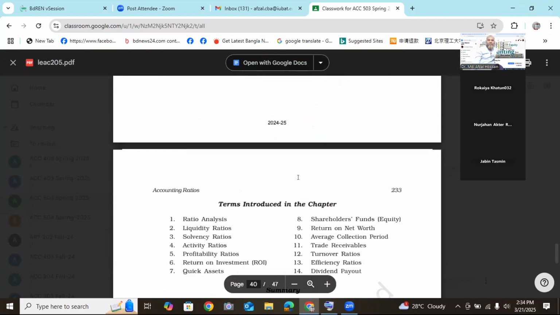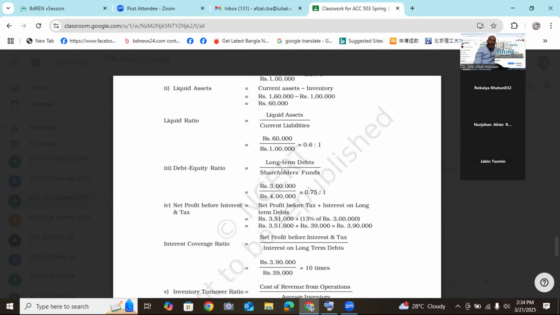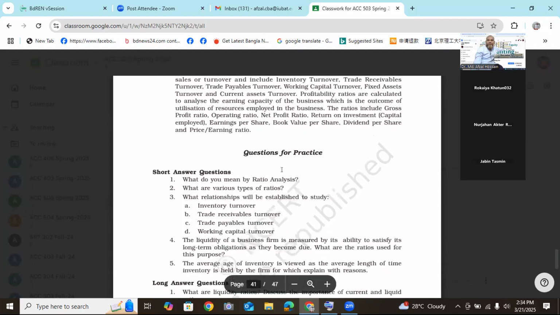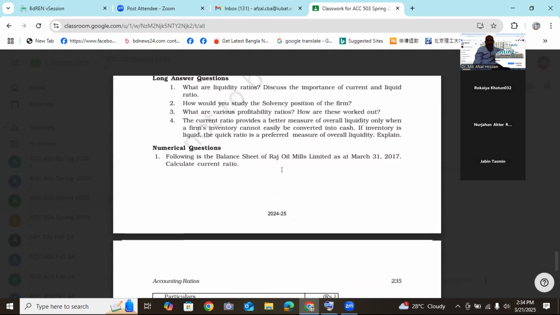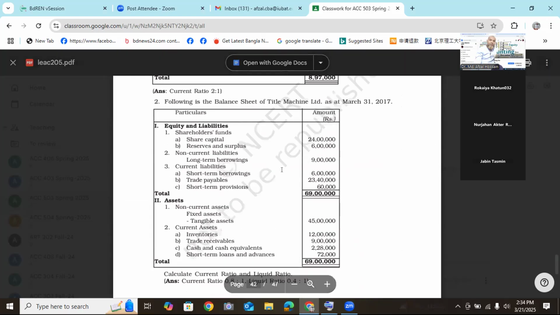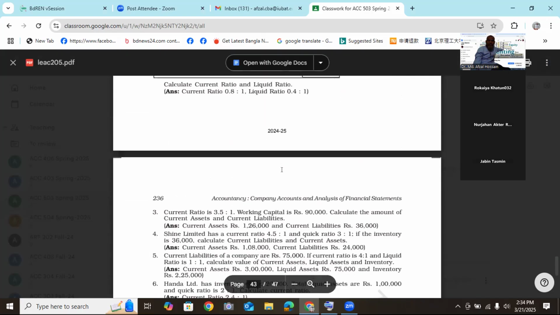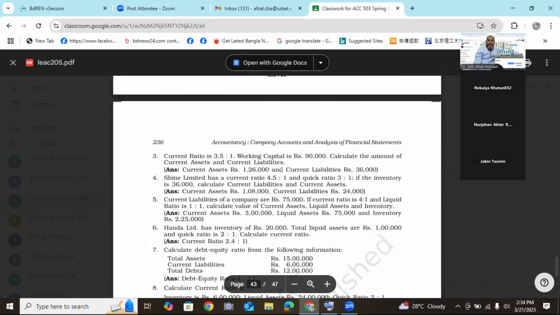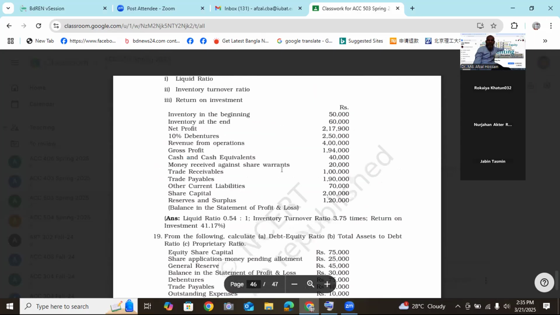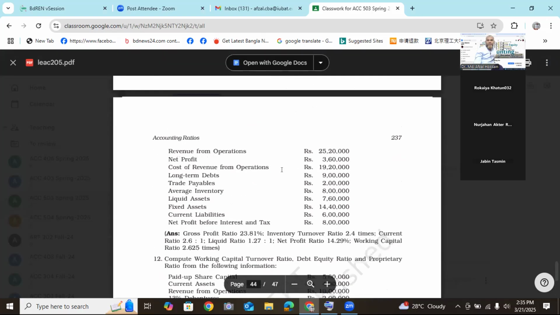It's good because the more you practice illustrations, the more you learn. Then there is a summary, then questions for practice and long term questions, and there are some problems, that means some exercises here also. Good, and answers are also given here. There are so many exercises. Very good.